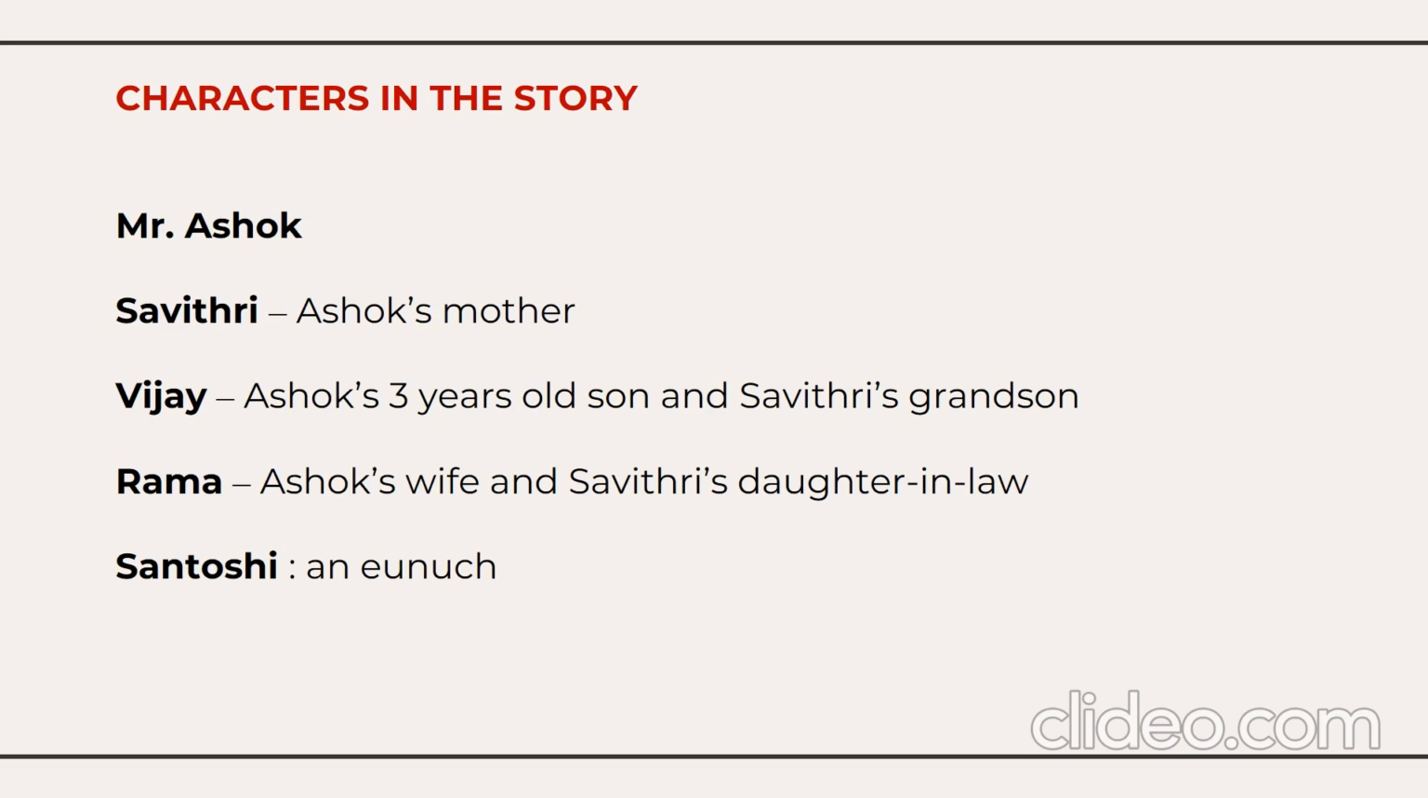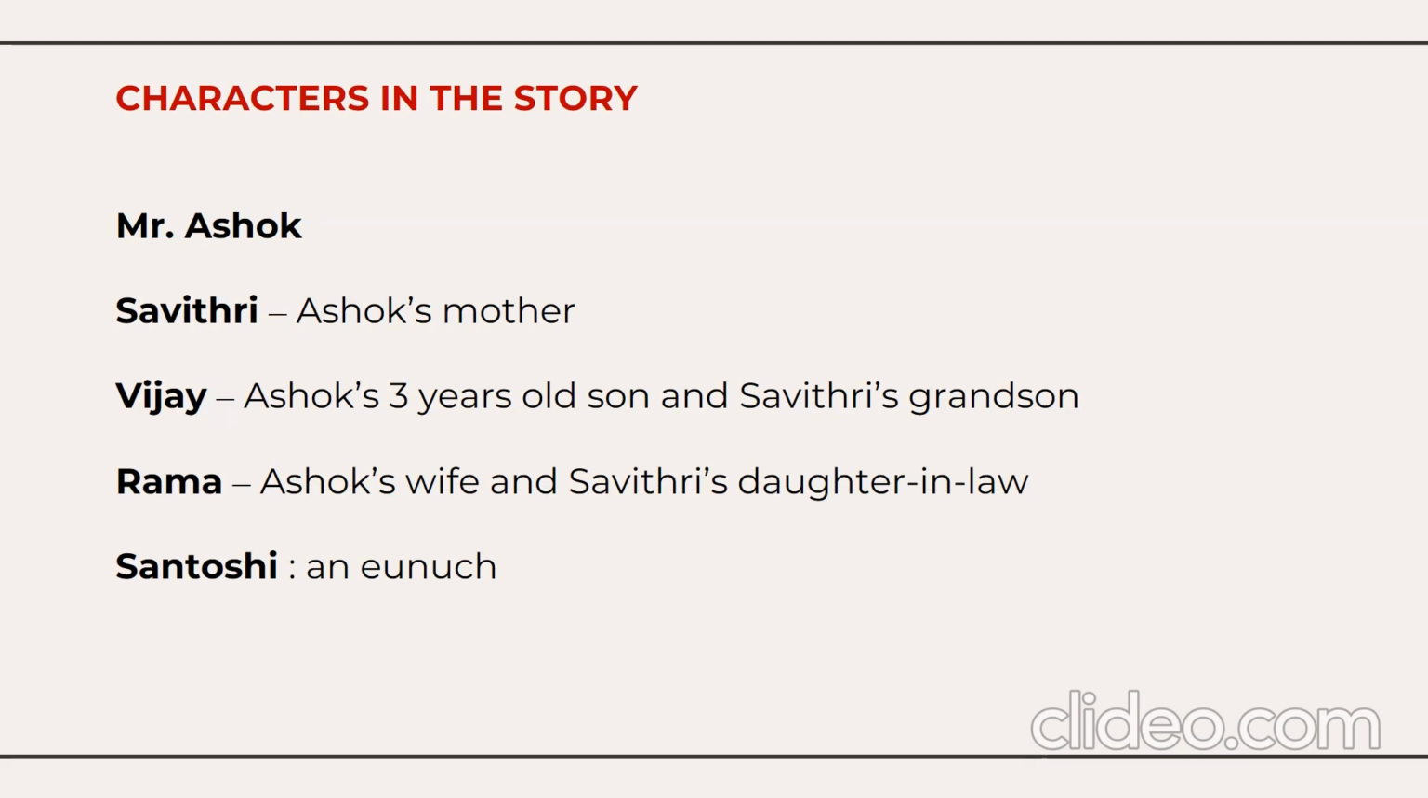Something has really happened here. Vijay is missing. The 3 years old son is missing, and who is the suspect here? The eunuch Santoshi is the suspect, and all of them go hunting for Vijay. And finally, where is Vijay found? Vijay was found seated, cuddled up in the lap of Santoshi near the staircase.